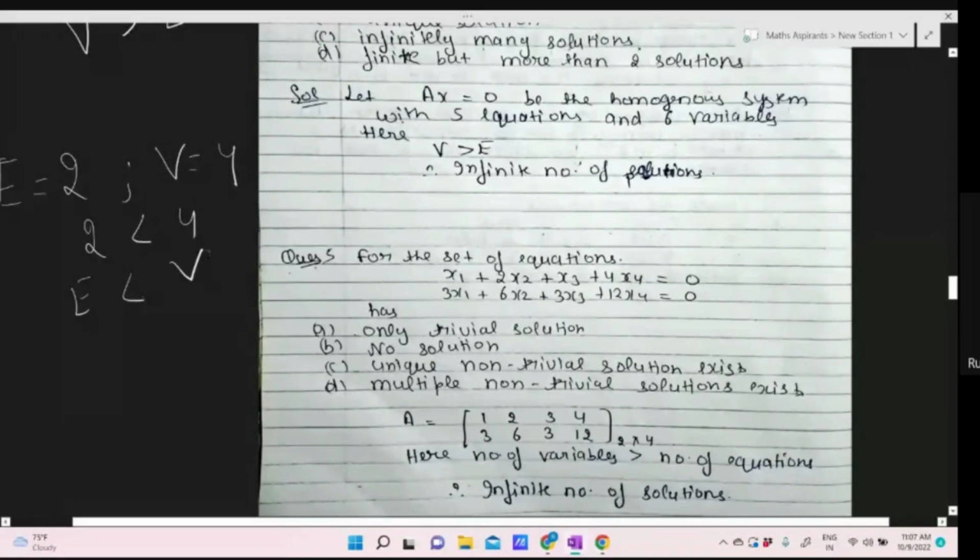From here we can conclude that this system will have infinitely many solutions. You can also check this by writing its augmented matrix. Therefore, option number D is correct. Multiple non-trivial solutions exist.